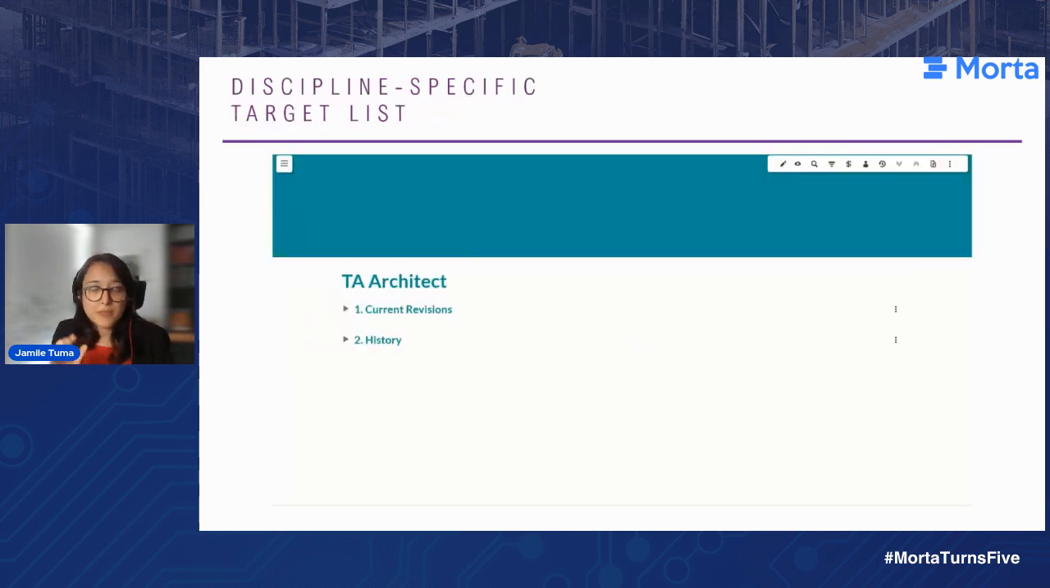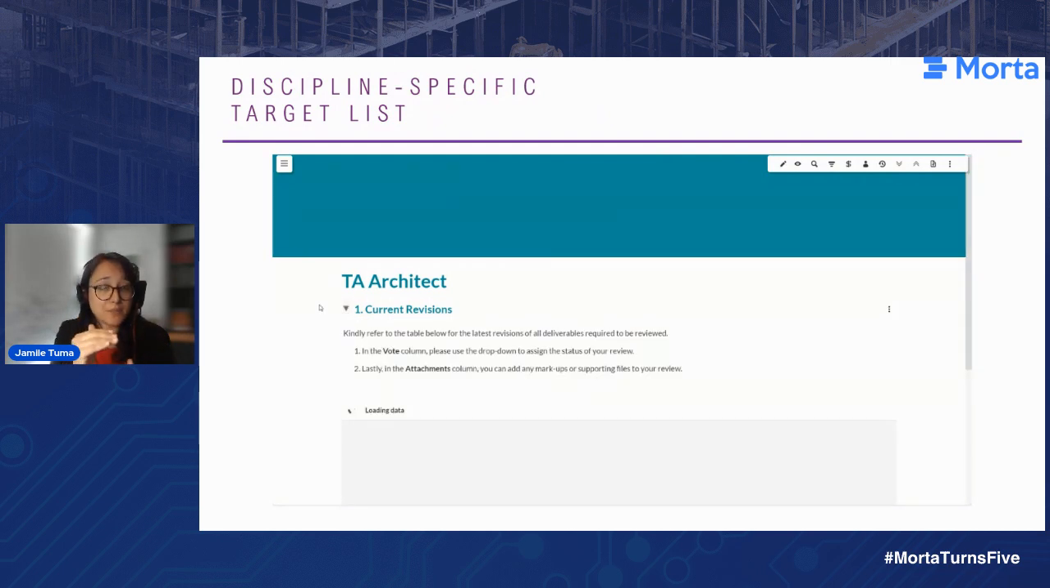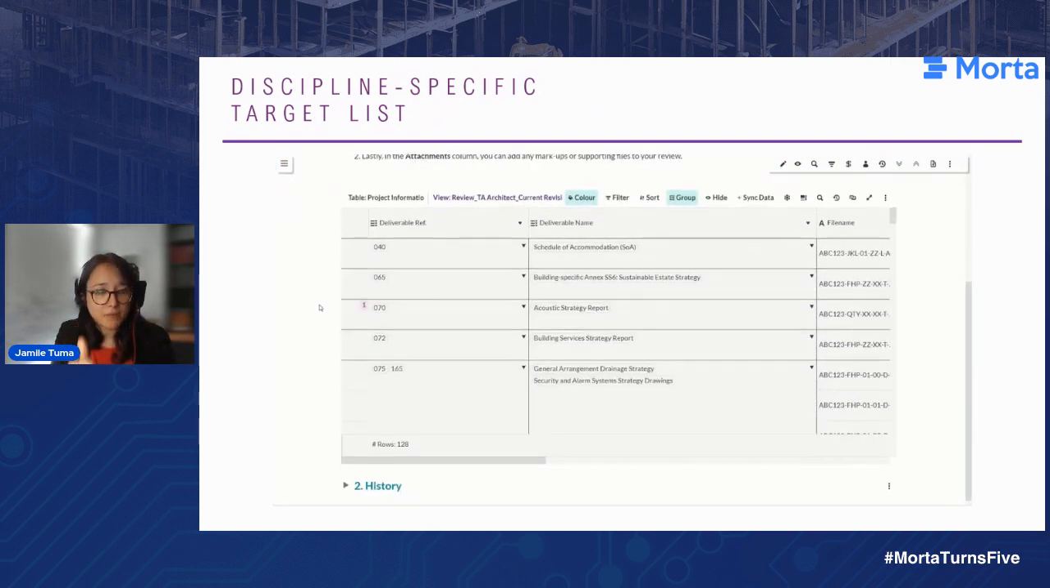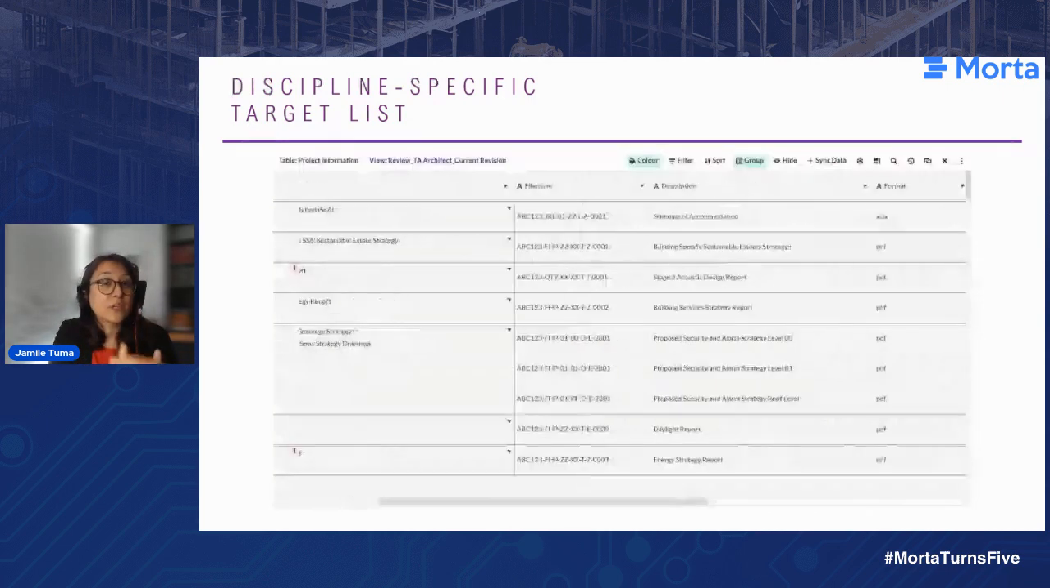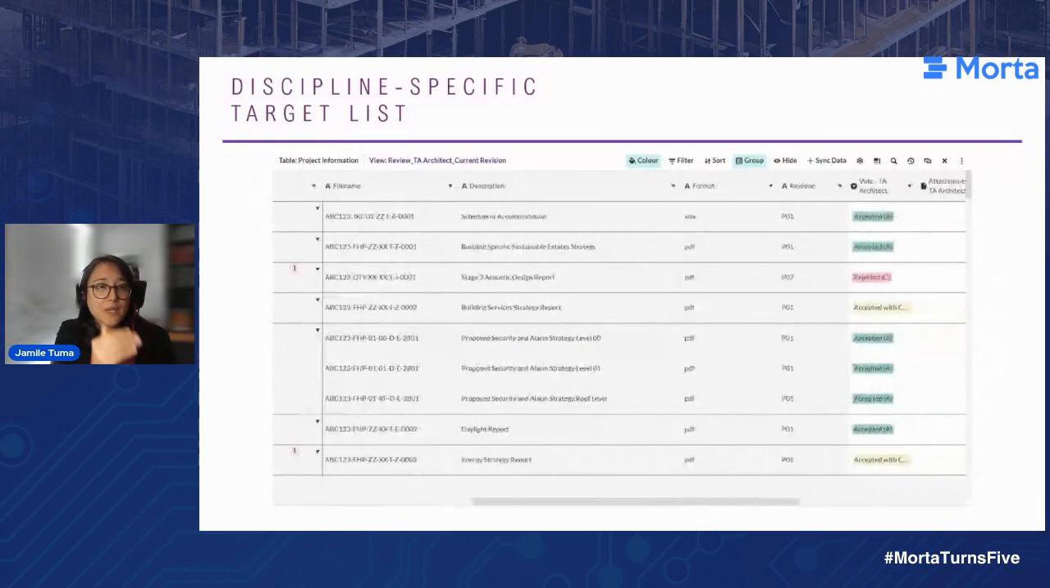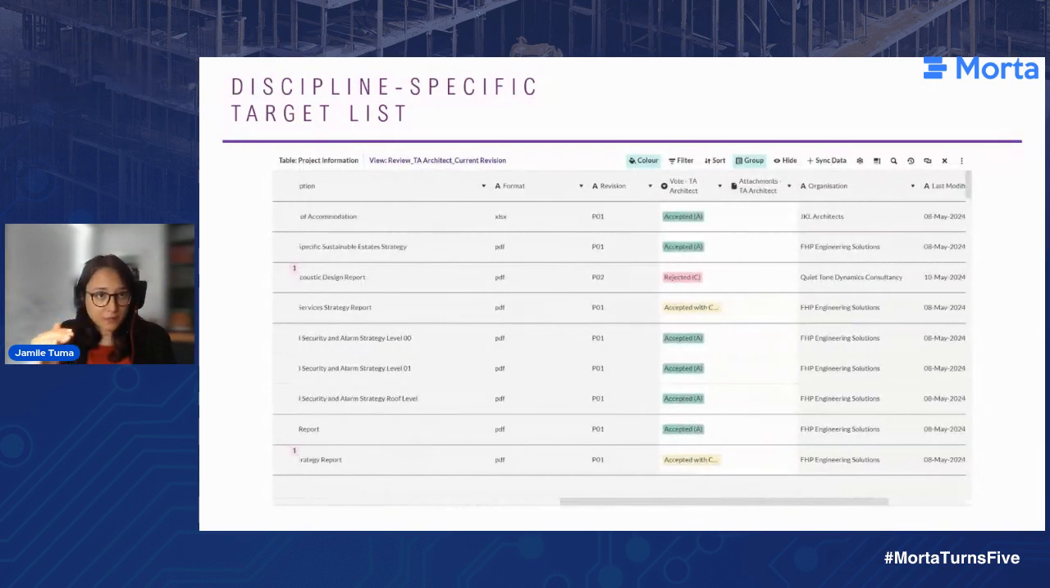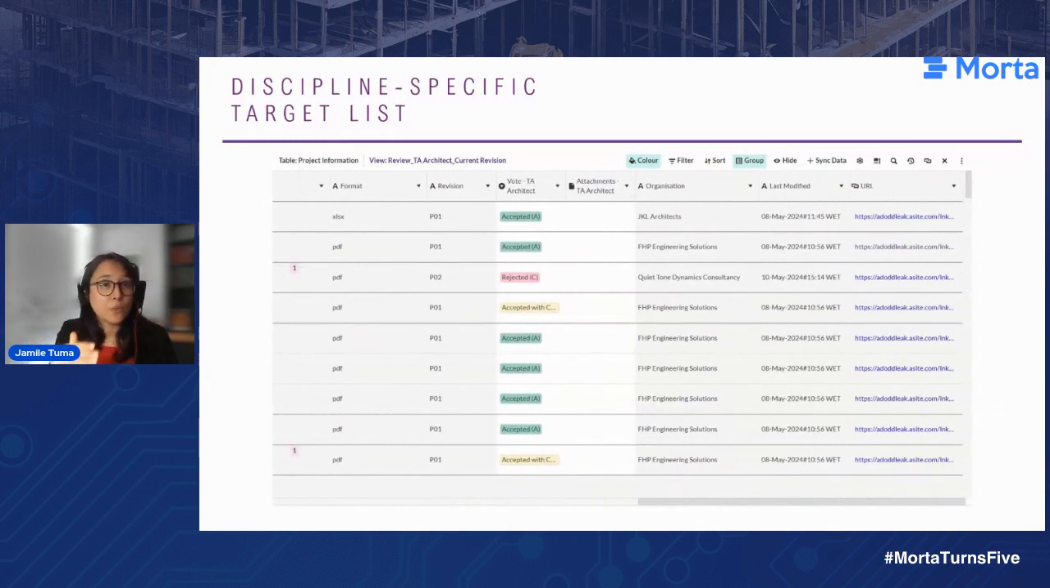Now, every discipline that is a reviewer essentially has their own page and 2 tabs. One is the current revisions. What this table is going to do is show them all the deliverable references or deliverable types they've been assigned to, and only the current revisions, because like I said before, we don't want them accidentally reviewing something that is outdated. So essentially, they will use that vote TA.